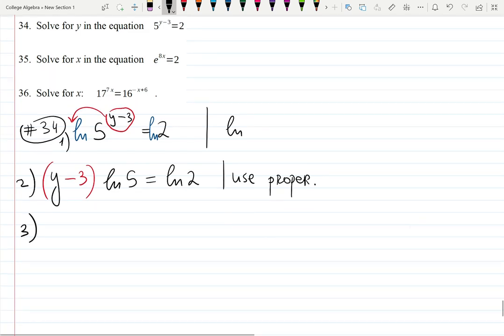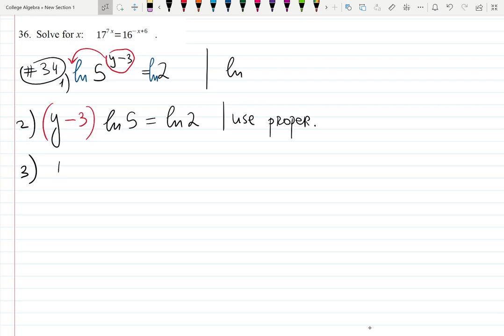Step 3, now your job is to isolate y. Isolate y, or whatever you're solving for, y or x. Isolate the unknown. To isolate in this case, I need to distribute ln 5 into these parentheses, into y and 3. So y ln 5 minus 3 ln 5 equals ln 2.